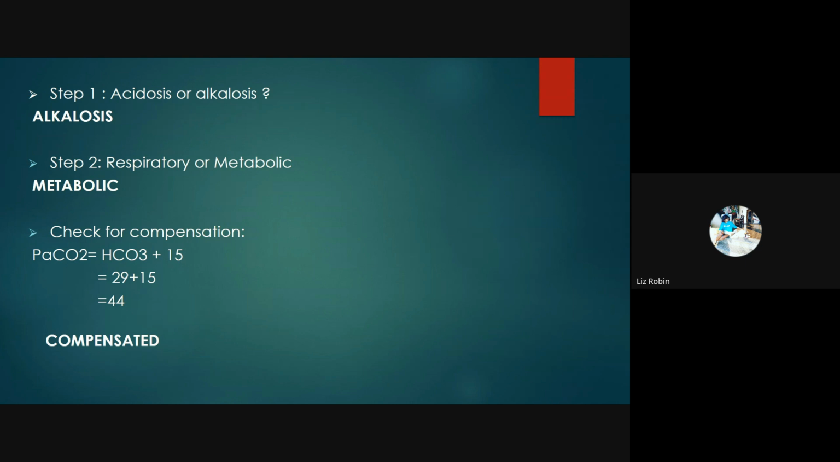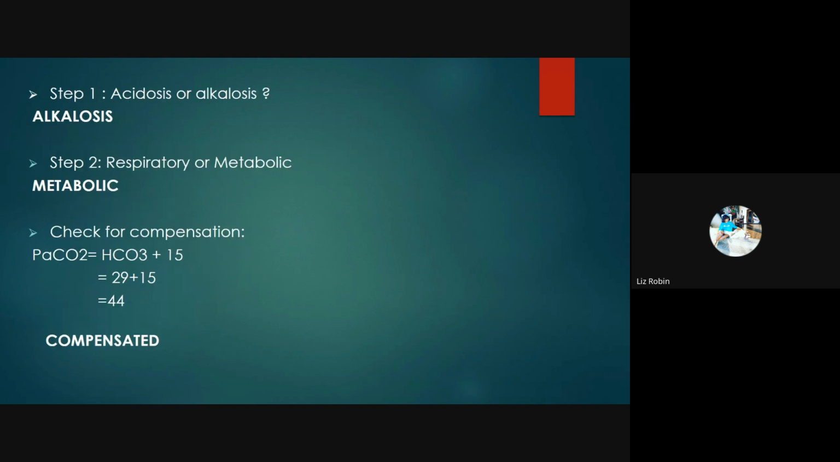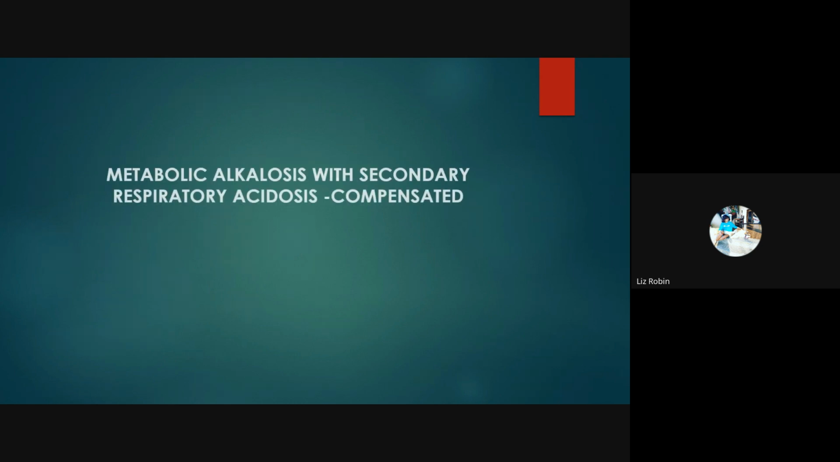So for compensation here, for every increase in bicarb, what is the expected increase in PaCO2? So the bicarb plus 15 formula. The bicarb in this patient was 29 millimoles per liter, add 15, 44. And the PCO2 was 45. So pretty much compensated. This was nothing but metabolic alkalosis with secondary respiratory acidosis present, but there is compensation occurring. That's why the pH was around 7.47.